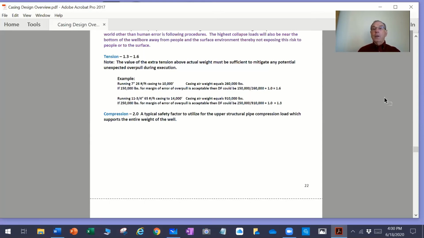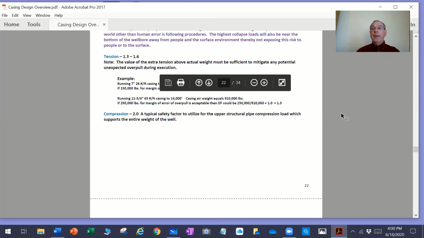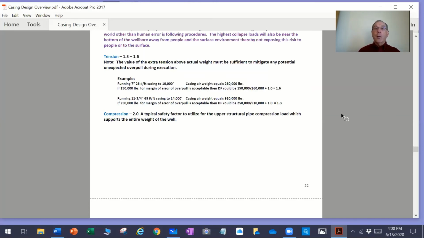So you want to make sure that you design, I call it your foundation, which is those structural pipes, with extremely good integrity, not to cause you a problem on day 110 of a 120-day well, where you're going to lose the entire well if you have a problem at the bottom of the well. All right.